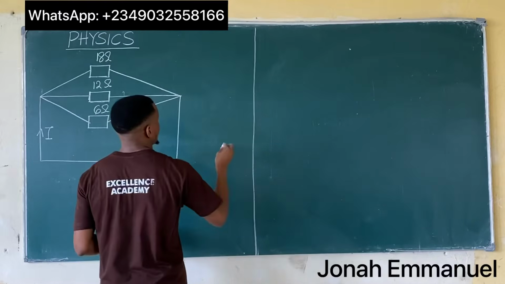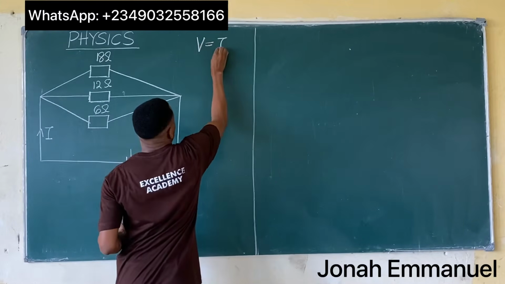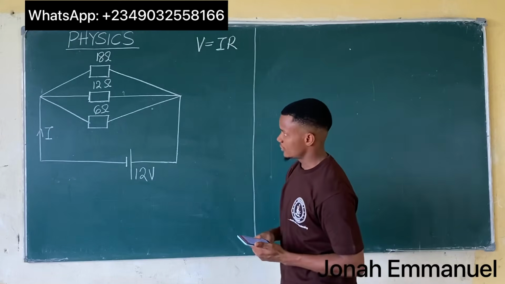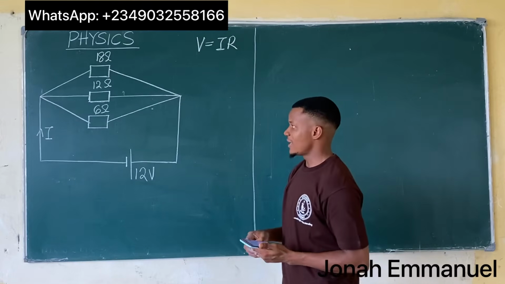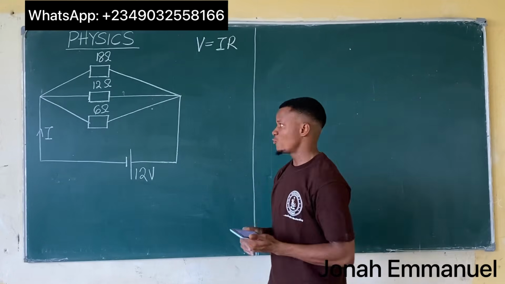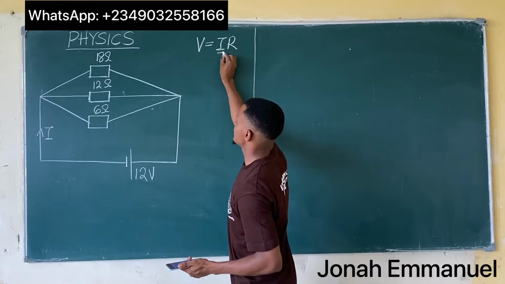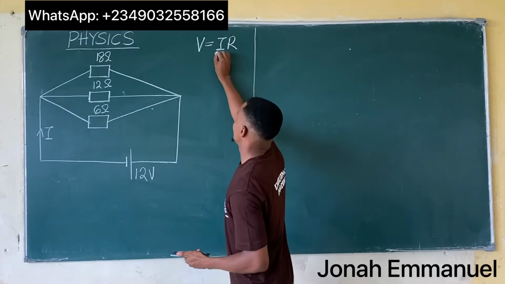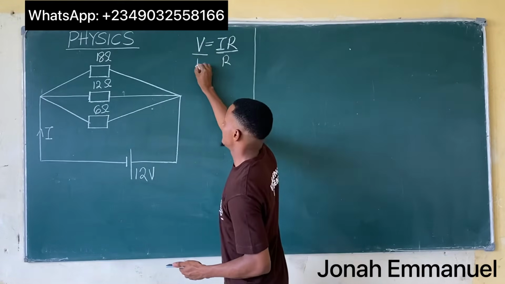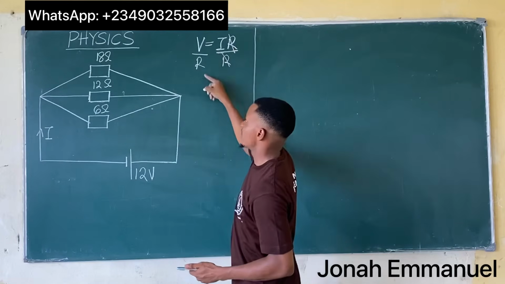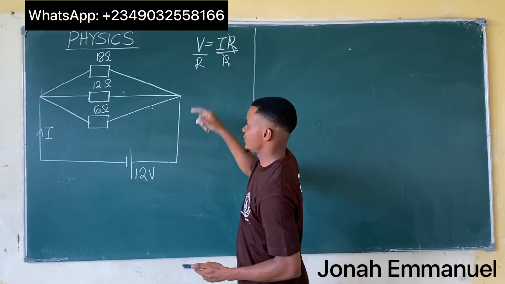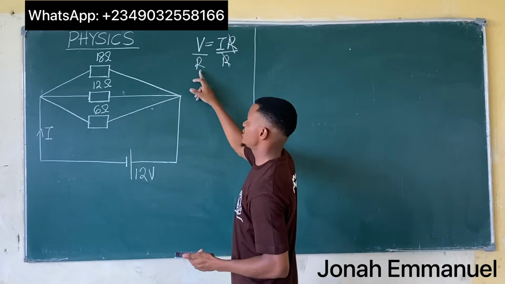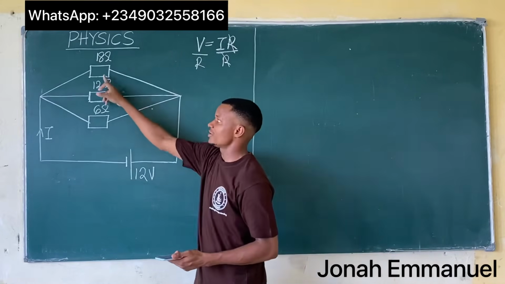Now, from Ohm's law, we know that V is equal to IR. So we have this from Ohm's law. So if we have to solve this question, what exactly do we do? Now we have to find the total current. If I should make current the subject of the formula, I'll divide both sides by the resistance. This cancels this. So current is equal to voltage all over resistance. We already have voltage as 12. But the issue here is that instead of just one resistance, we have 3 resistances.